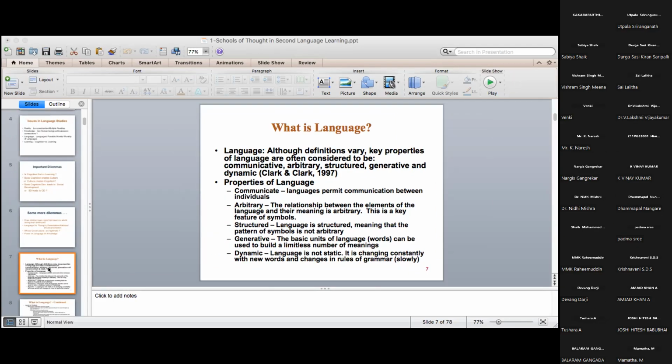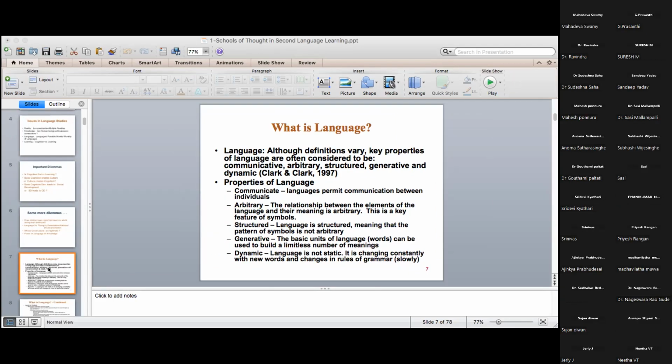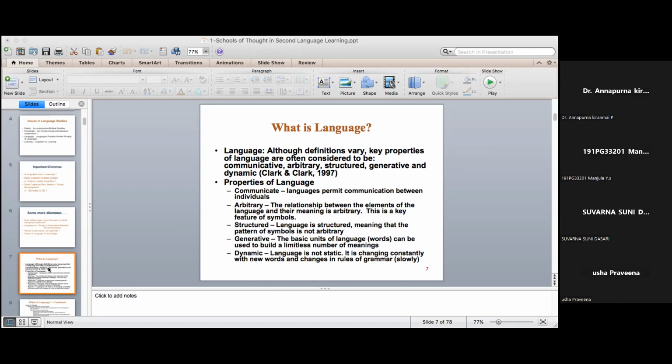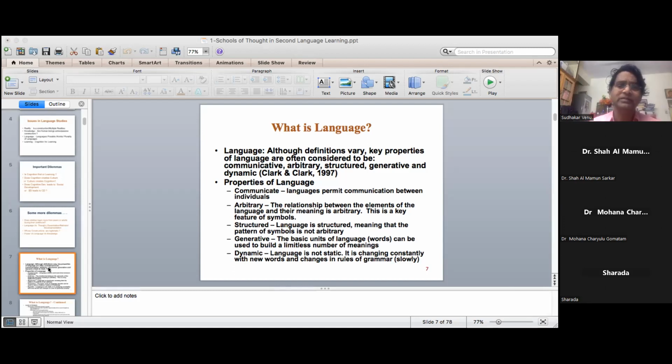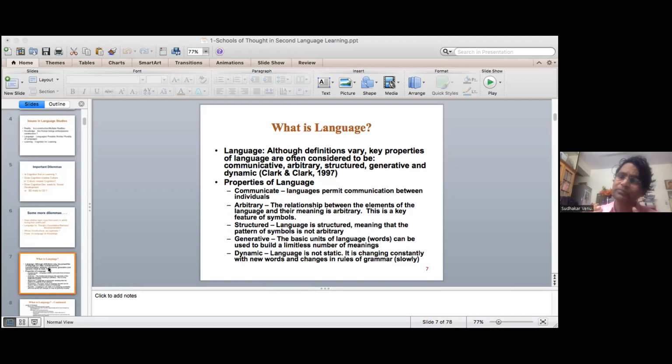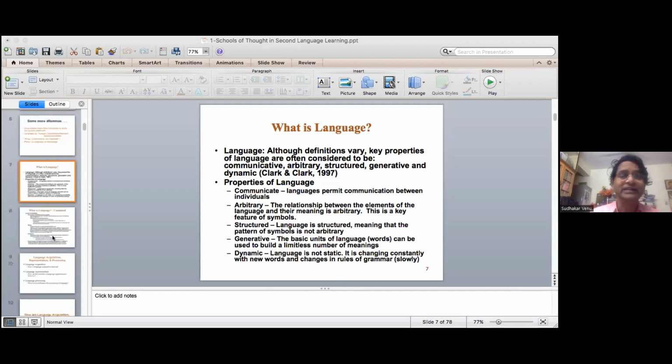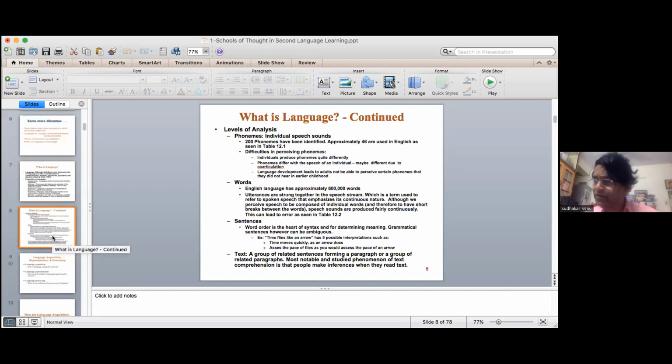Semioticians look at language differently. Maybe psycholinguists' way is different, and applied linguistics people may look at it differently. But by and large, when you talk about language, there are certain properties of language: language is communicative, there is arbitrariness, there is structure in it, it is generative, and language is dynamic, and so on. We have a lot of properties like this. And when you do language studies, your level of analysis may be phonetics or phonemes, words, sentences, or a text, depending on the area of interest. But organically, all these aspects are related.